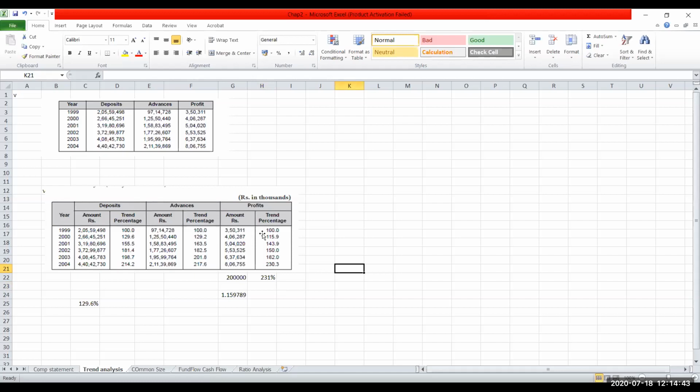Then I can see what is happening here. In the first year, in the year 2000, it is a 15% increase, then a 43% increase and a 50% increase, then almost 50% increase. Are you getting the point? Yes, sir. See, I'm not taking year on year. I'm not comparing this to this, this to this. I'm comparing 99 to 2000, 99 to 2001, 99 to 2002, 99 to 2003. That is what I'm comparing.